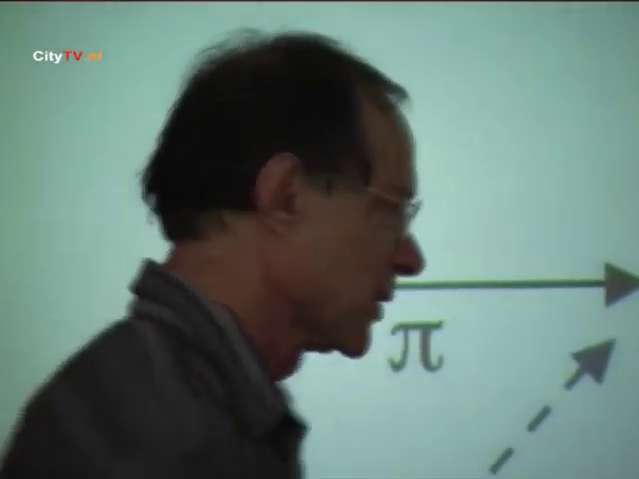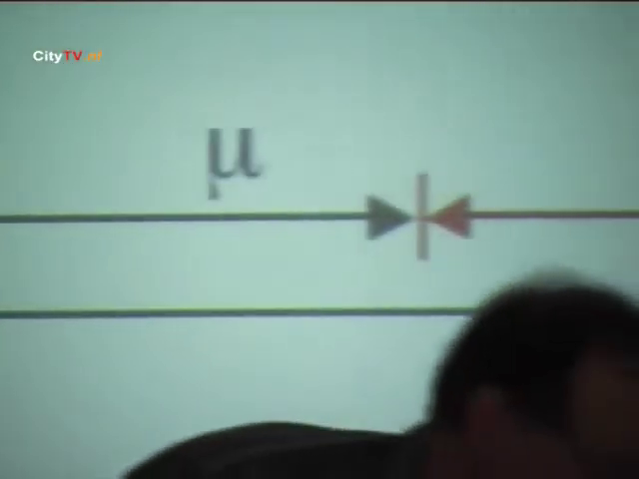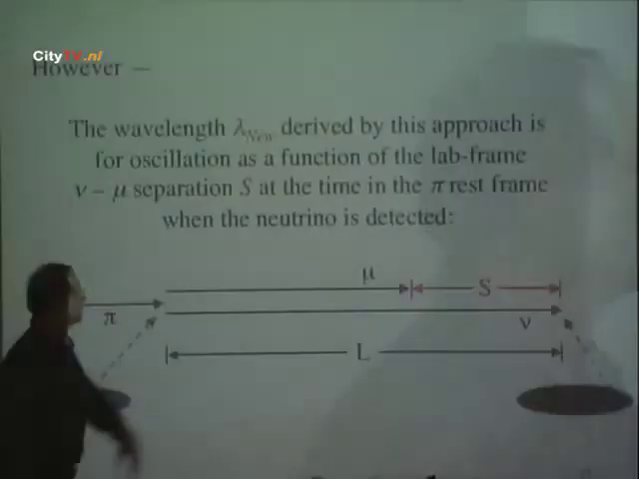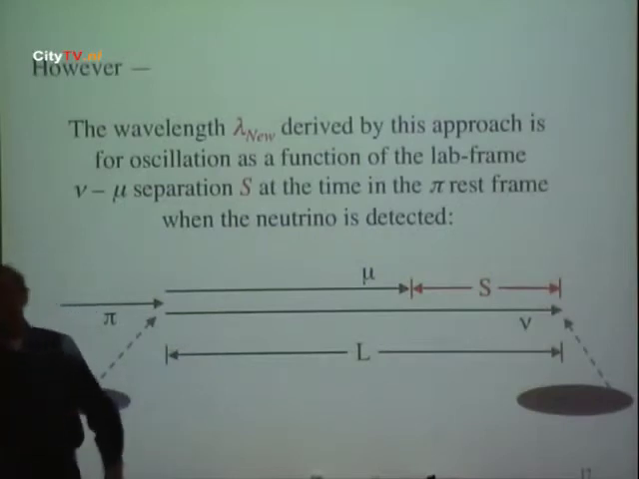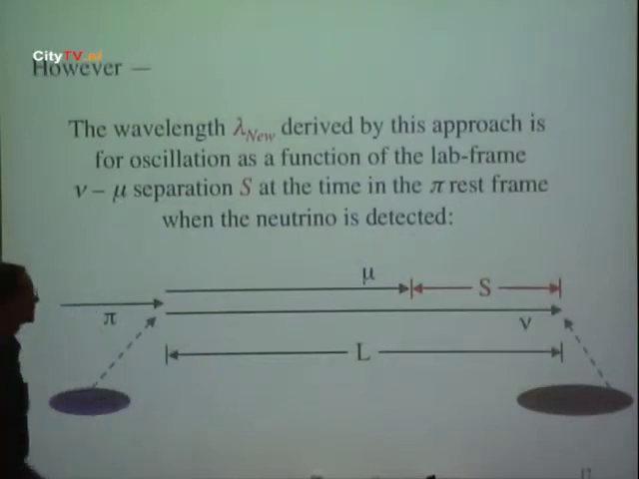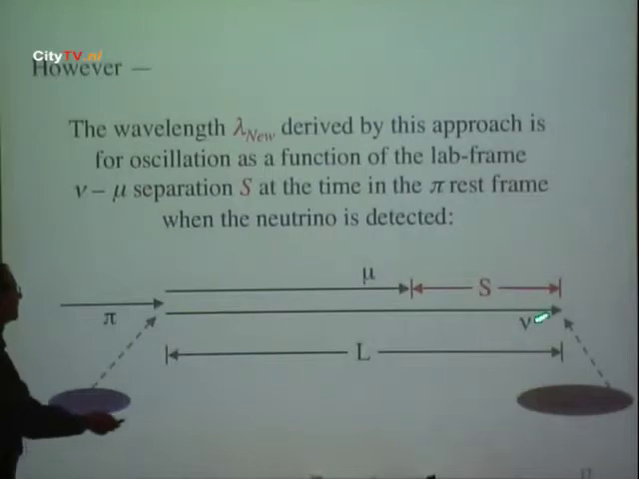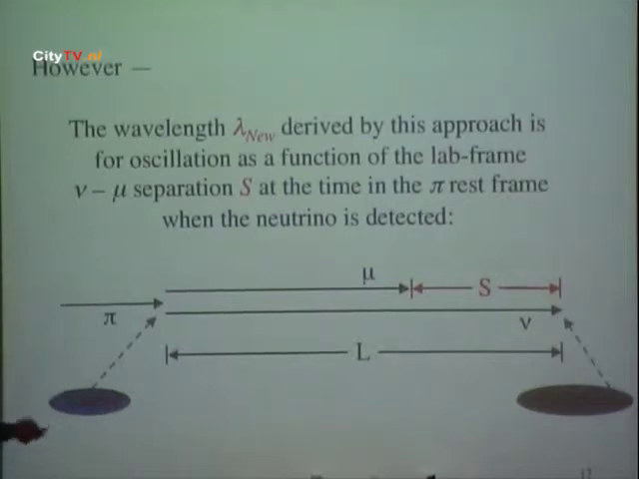However, in the lab, that looks really weird. In the lab, first of all, if this pion has a lot of energy, the neutrino and the muon are both going in the direction that the neutrino is going in, so they're both going in this direction. And the separation between them is less than the source to the detector distance.